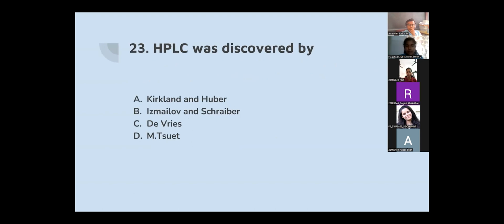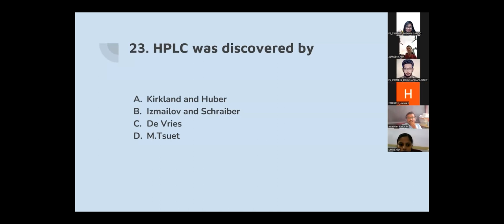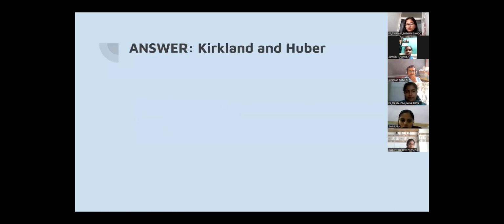HPLC was discovered by option A, Kirkland and Huber, option B, Ismailov and Schreiber, option C, DeVries, and option D, M. Suit. Ria, you can switch on your video and answer. It's option A, Kirkland and Huber. A37, roll number, you can answer. Yeah, option A, Kirkland and Huber. Hamza. Option A. The answer is Kirkland and Huber.